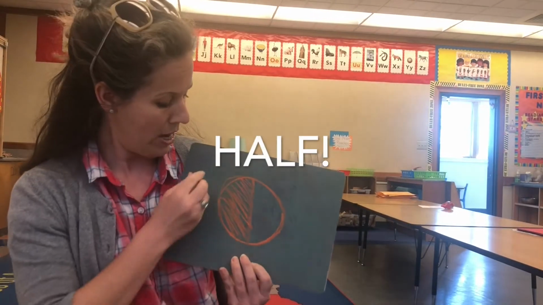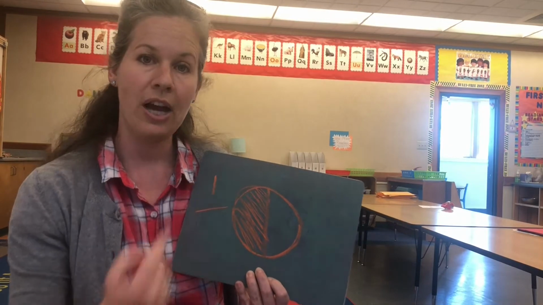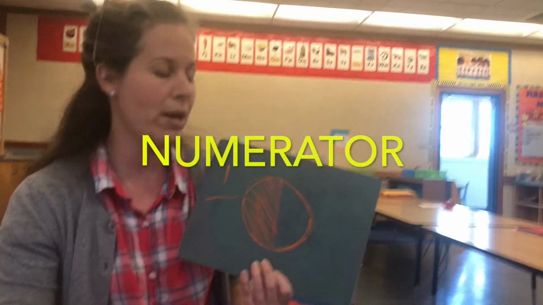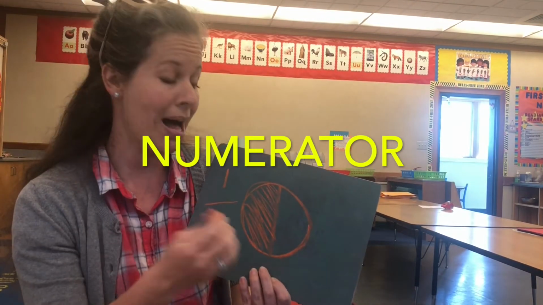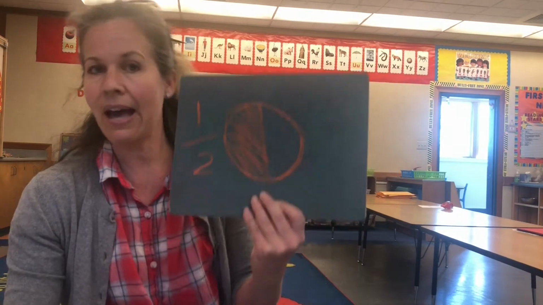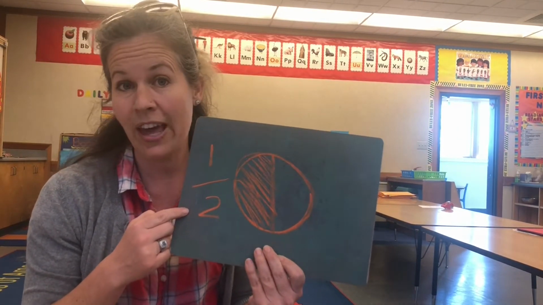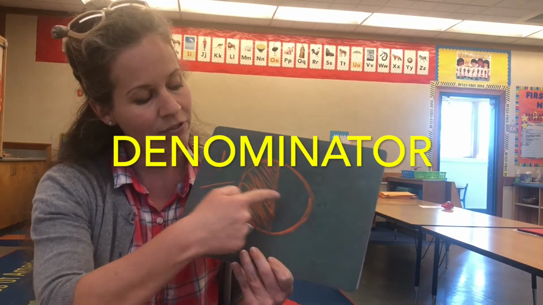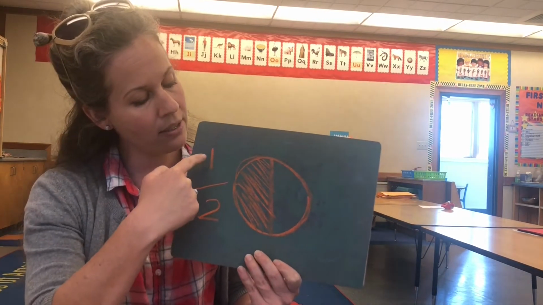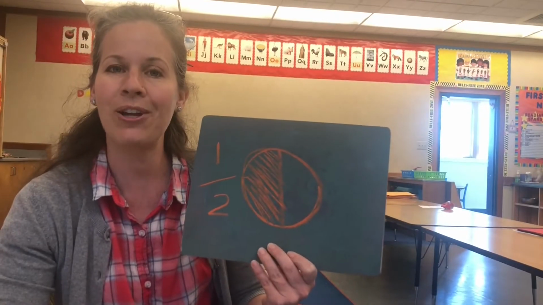That's half. And the way that we draw it is the top number is called the numerator, and that's your part. I'm giving you one part out of my two parts. So I split that circle into two parts, and the math word for that is denominator. So I have two parts, the denominator goes on the bottom, and I'm giving you one part. So that's why I colored in that one just for you.